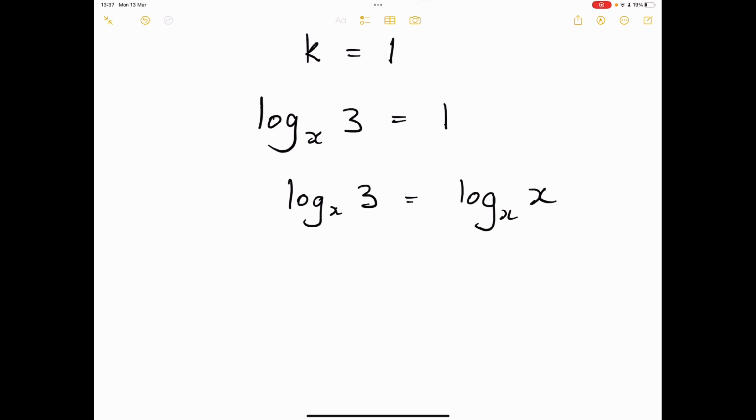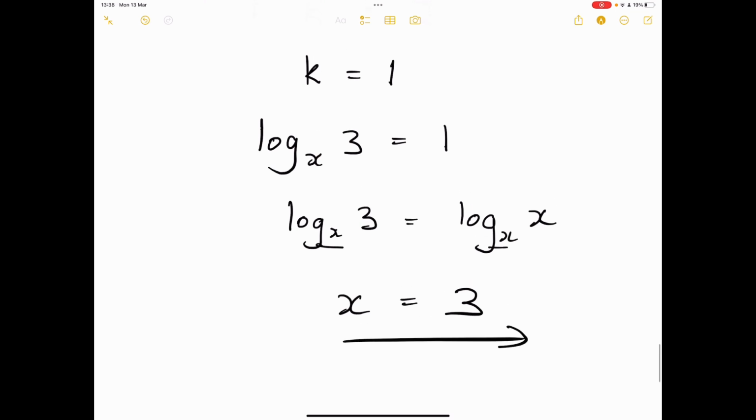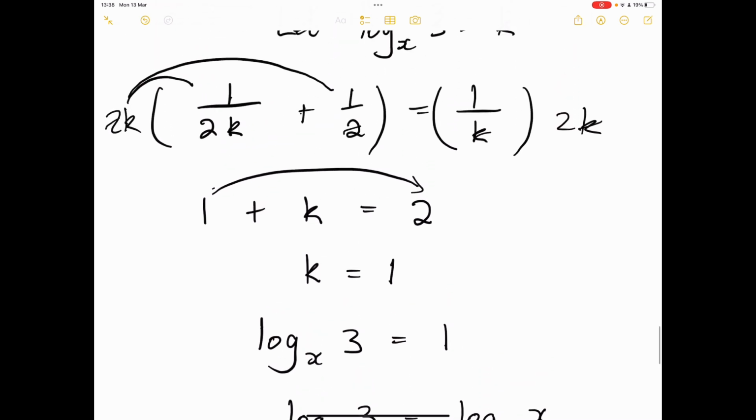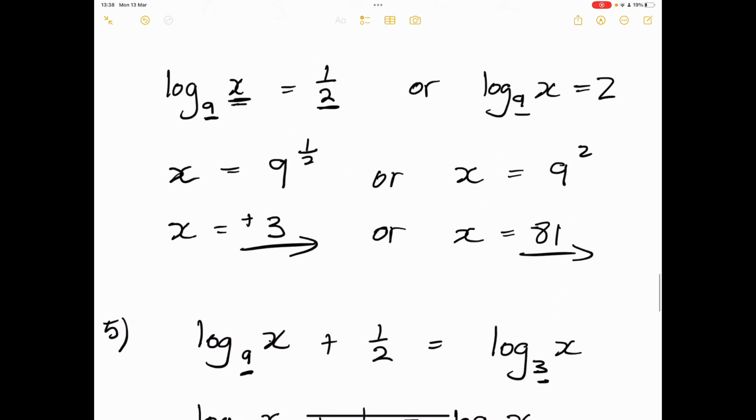So what do we note? We can drop down the logs because our bases are the same. And so what does it mean? It means that x would be equal to 3, right? And so this is our solution, and I hope that you are able to really follow and you enjoyed these.